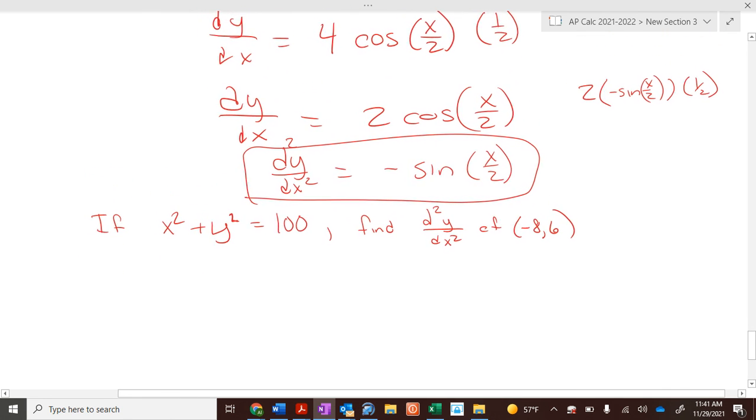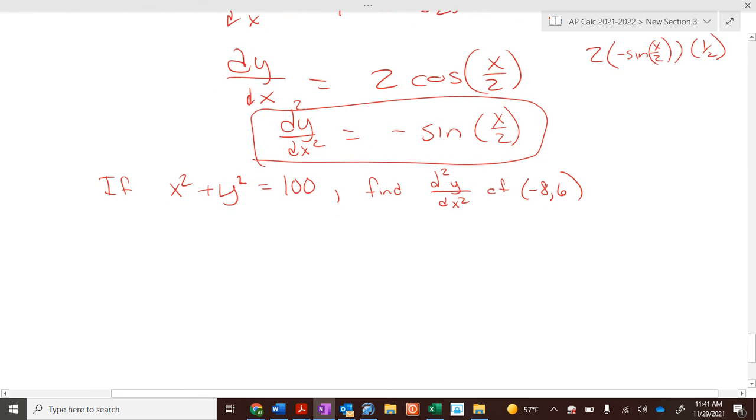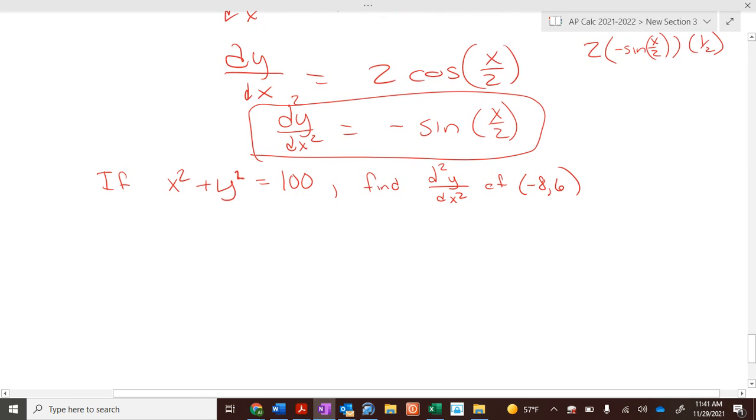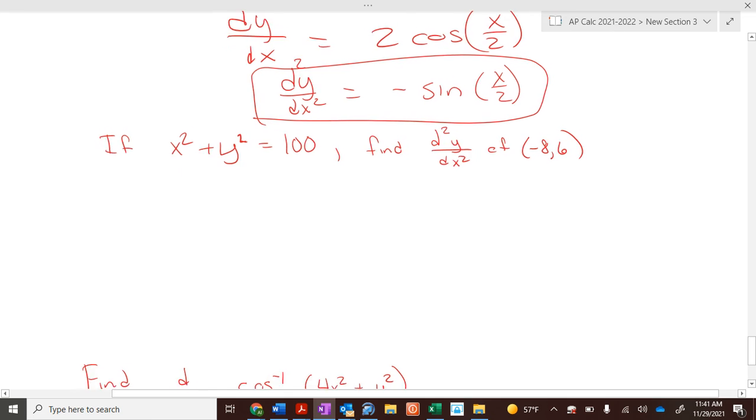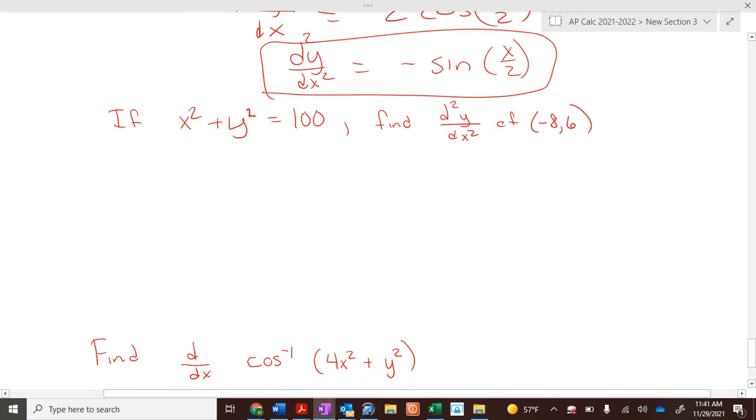We just had it. Oh, it was -6, not -8/6. Find the second derivative at -8/6. What this is asking for, which we'll find out in the future, is the concavity at -8/6, not just the slope. The first derivative would be the slope at -8/6. This would be the concavity when we're finding the second derivative.